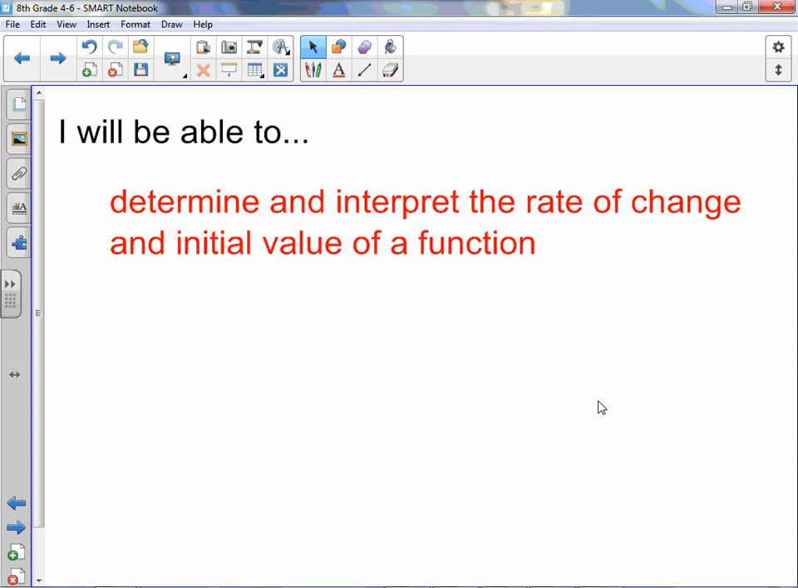Chapter 4, Lesson 6, Construct Functions. You will be able to determine and interpret the rate of change and initial value of a function.